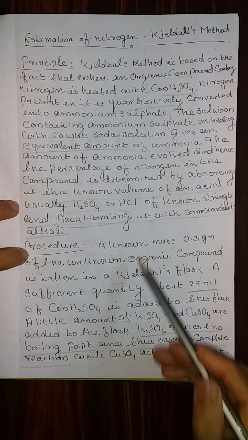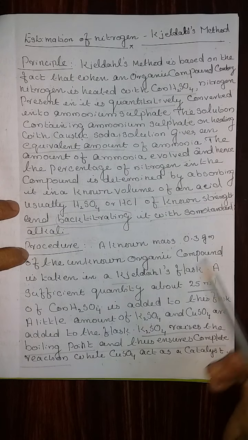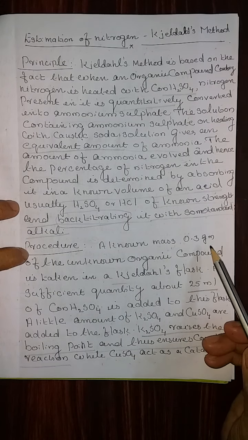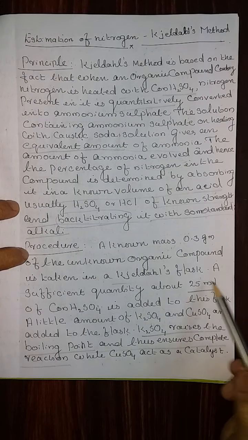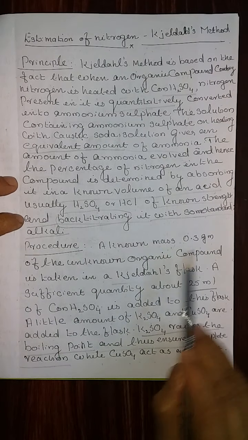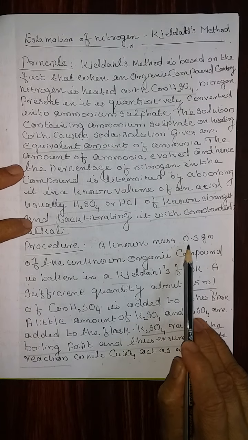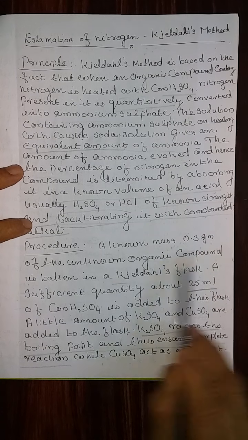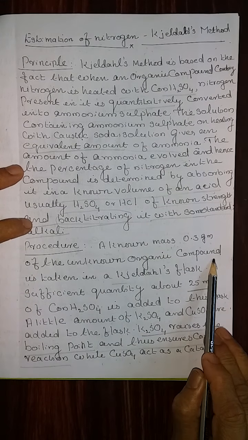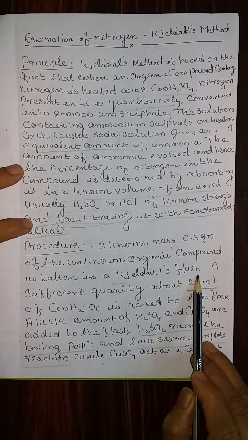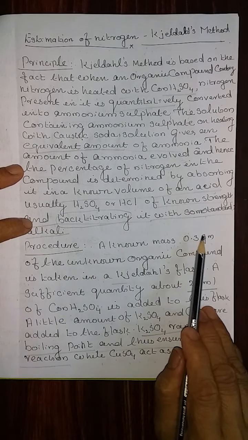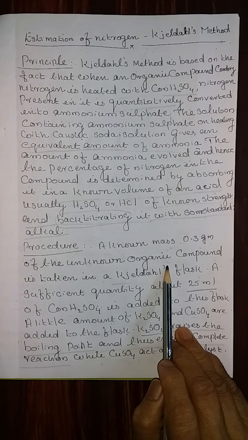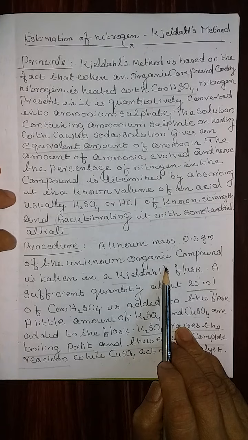Procedure. A procedure is given in your book, but we will adopt an example for it and then we'll do the calculation. This is the procedure given. A known mass, 0.3 grams, of an unknown organic compound is taken in a Kjeldahl's flask. Please take your textbook and refer to the diagrammatic representations.